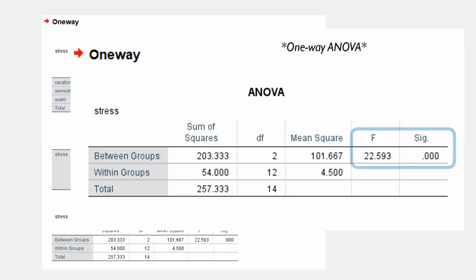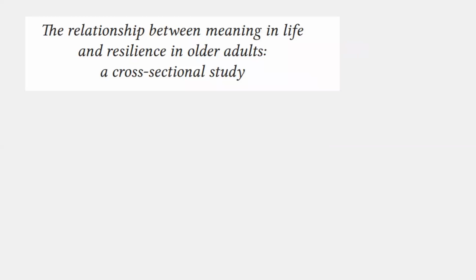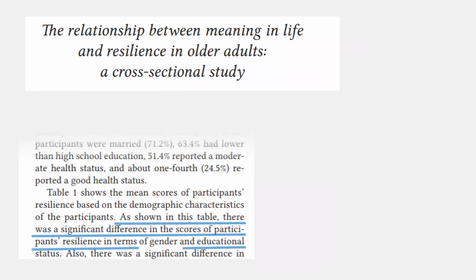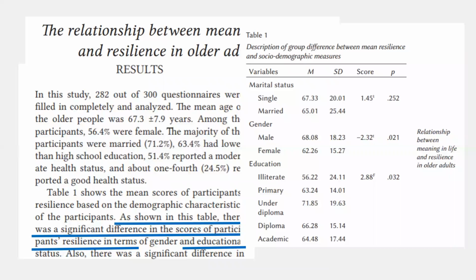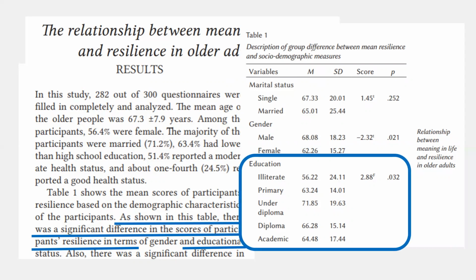Okay. So your F statistic, your sig value, degrees of freedom, these are all the key pieces of info you typically see reported when you have a one-way ANOVA. And actually that same study on resilience and meaning in life in older adults did some ANOVAs as well. Because not only did they subject their demographics that had 2 levels within them to significance testing, they also used this education variable.